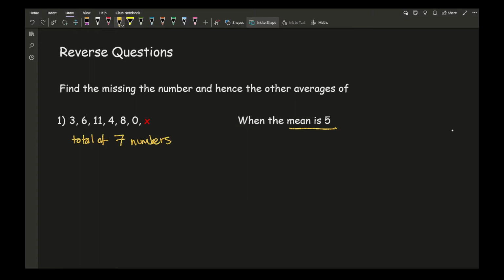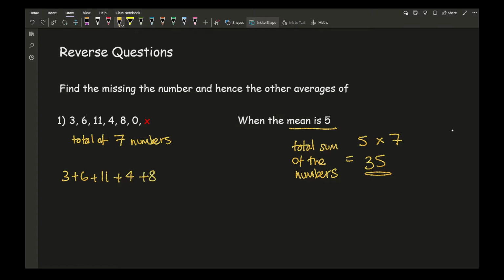Now, for the mean to be 5 of 7 numbers, the total sum of the 7 numbers must be equal to the mean, which is 5, times the amount of numbers, and that gives me an answer of 35. So that means that all of these numbers must add up to 35. So I've got 3 plus 6 plus 11 plus 4 plus 8 plus 0, and 0 is a number, plus x all adds up to 35.